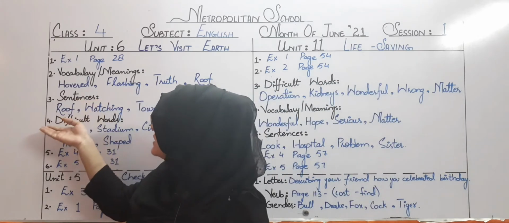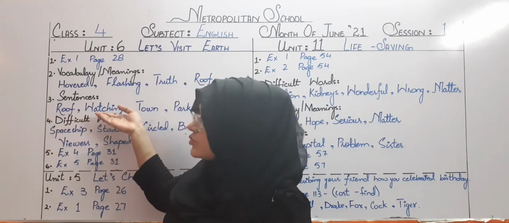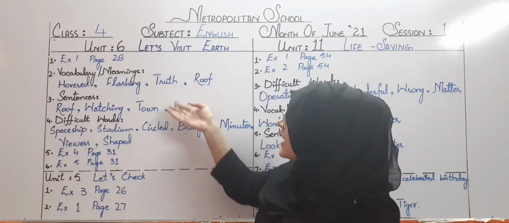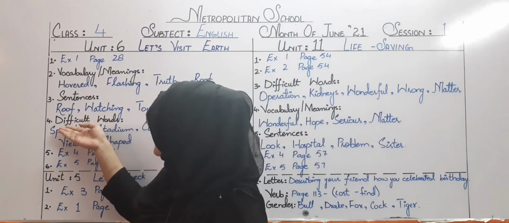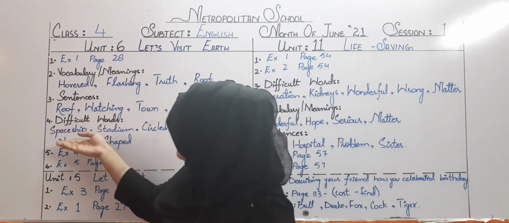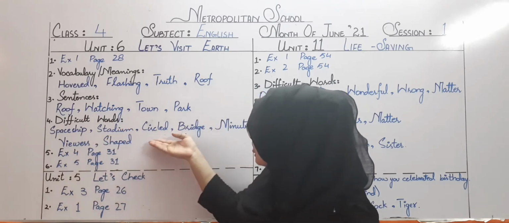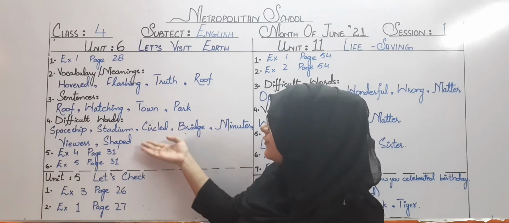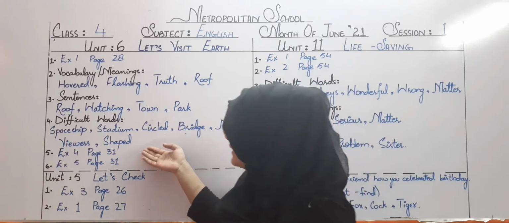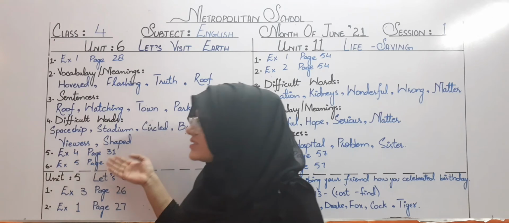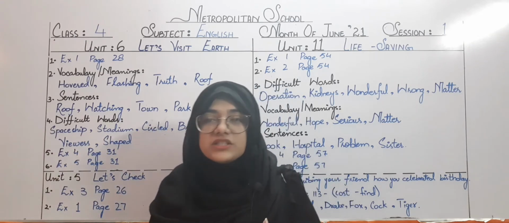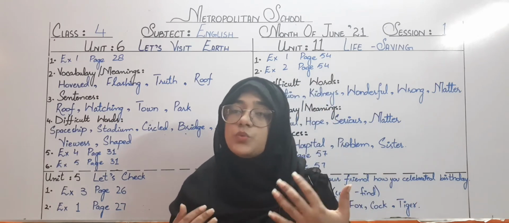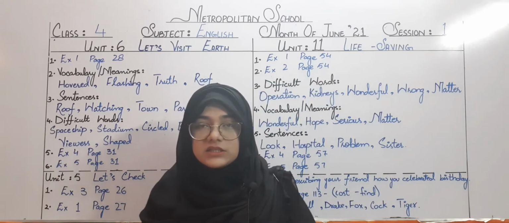Then we made sentences. First one was roof, second one was watching, third one was town, and the last one was park, right? After doing these two, we have done difficult words, and we have some words as spaceship, stadium, circle, bridge, minutes, viewers, and shaped as our difficult words from the unit, right? Then we have exercise 4 on page number 31, in which we have some match the columns between alien English and English English, the English which we talk and the English in which aliens talk, right?